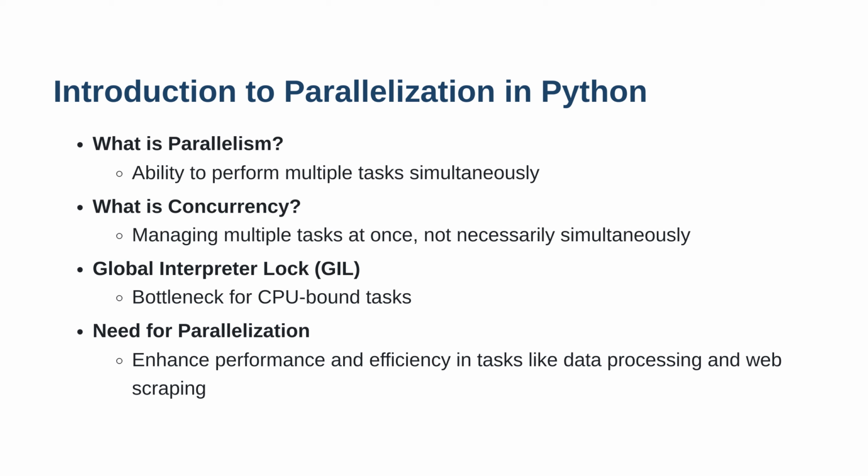But why do we need parallelization in Python? The answer is simple: to enhance performance and efficiency. By utilizing parallelization, we can significantly reduce the time taken for tasks like data processing, web scraping, or any I/O-bound operations. As we progress through this video series, we will dive deeper into multi-threading and multiprocessing, demonstrating how to implement these concepts effectively in your code. So stay tuned as we unlock the potential of parallel programming in Python.